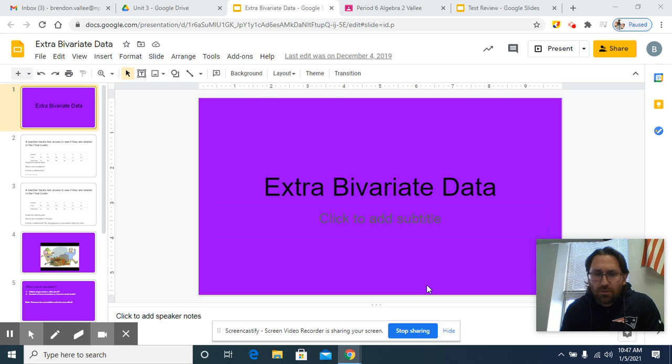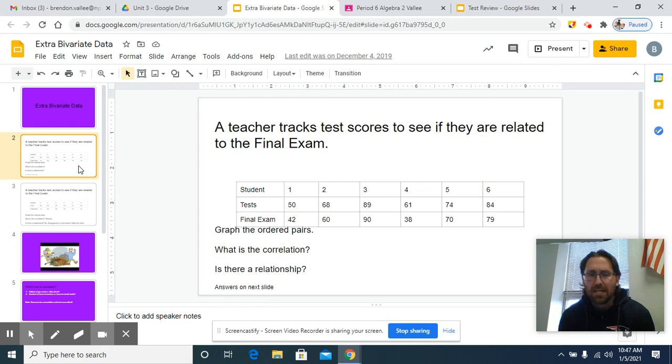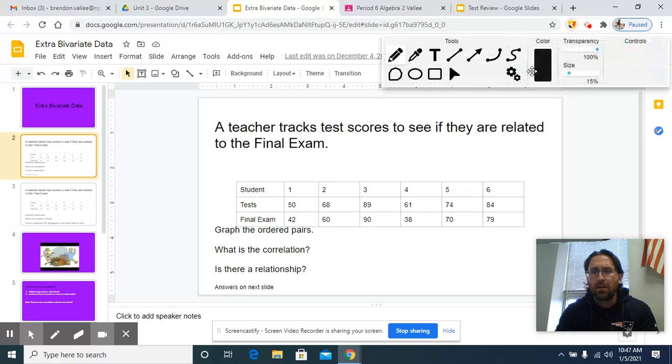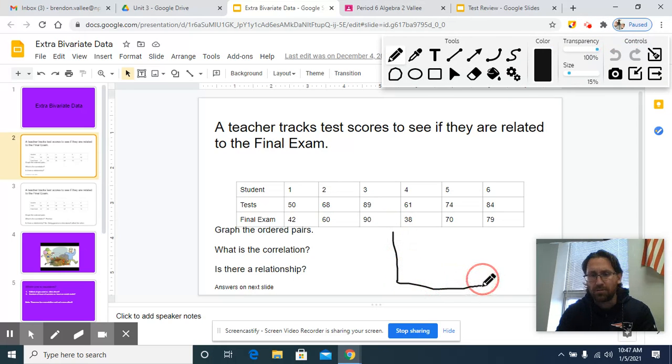Okay, so here we have a table of values. We have 6 students comparing their tests before the final exam and then their final exam. So if we graph these ordered pairs, we're not going to do all of these ordered pairs right now. Well, that looks ugly.